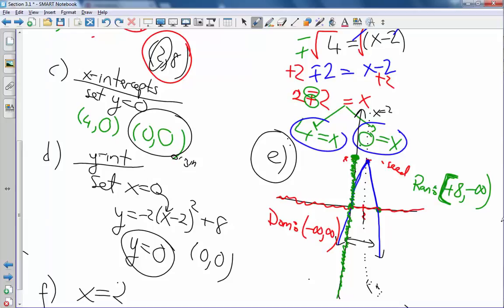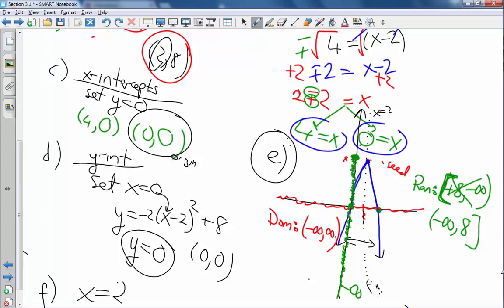Yes. In an interval answer, you cannot have the right number less than the left, or the left bigger than the right. Impossible. This number should be small, this number should be big. 8 to negative infinity is impossible. So when you're reading range values, you read from bottom to top. Negative infinity to 8. Okay? All right, this completes the question.